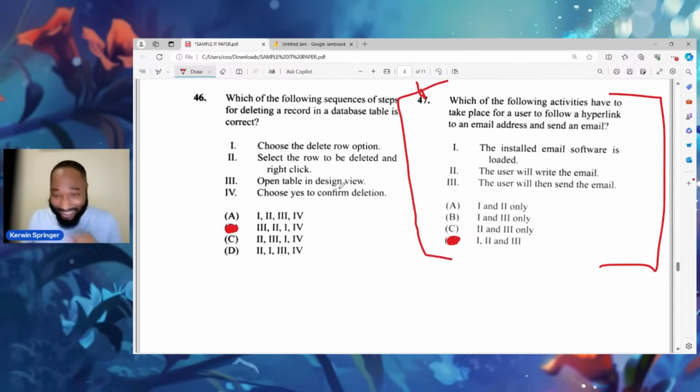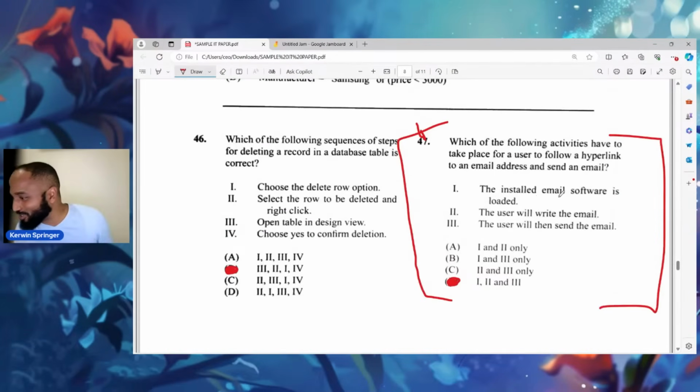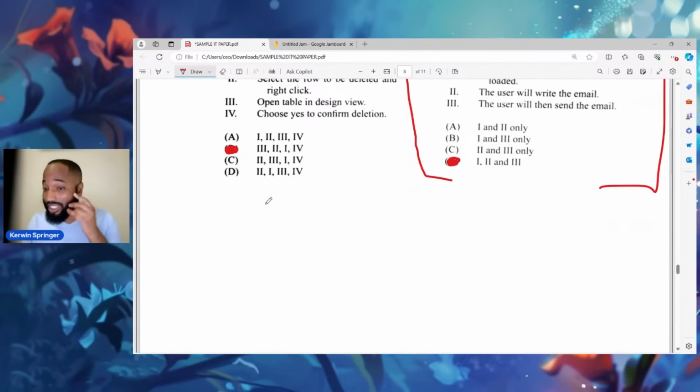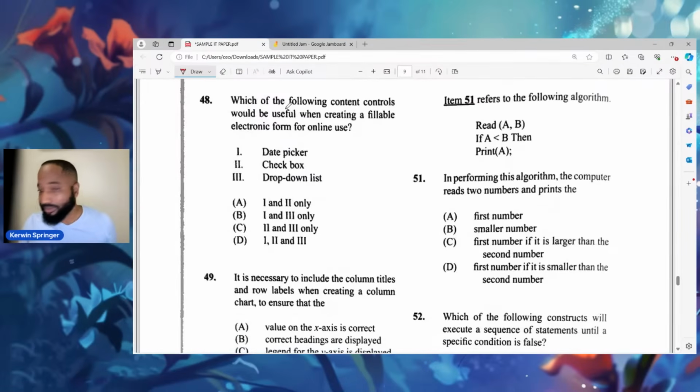What is this? To send an email, the installed email software is loaded. This is somebody who used what everybody used back in the day, Outlook. Anybody else use Outlook? Nobody really uses that these days, but everybody my age and over used Outlook. Some of the IT questions are given with the age of the people who are doing it now.